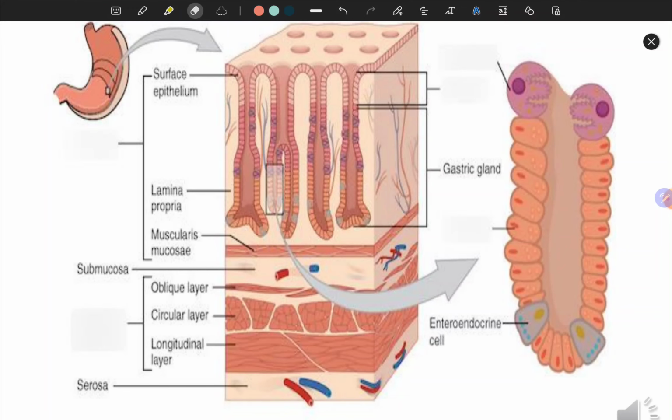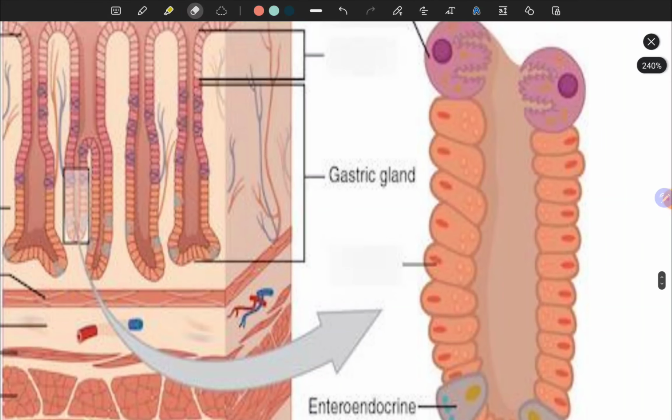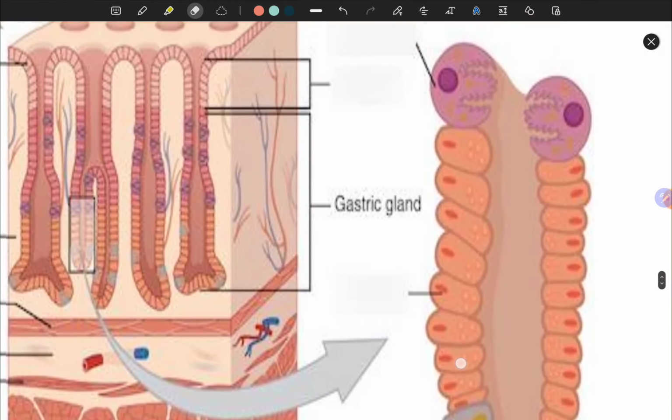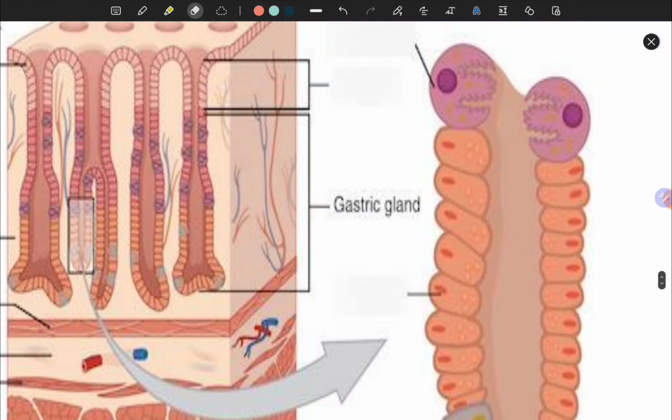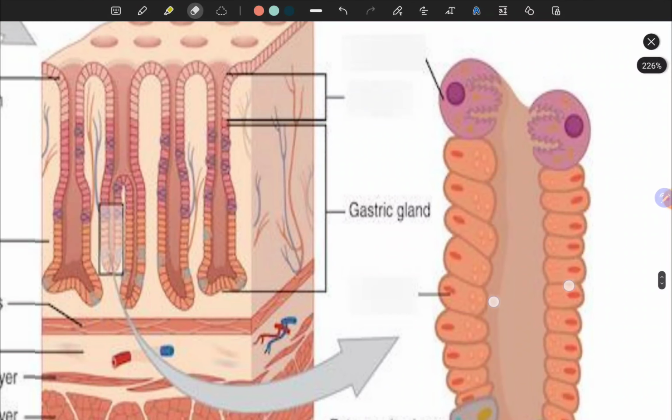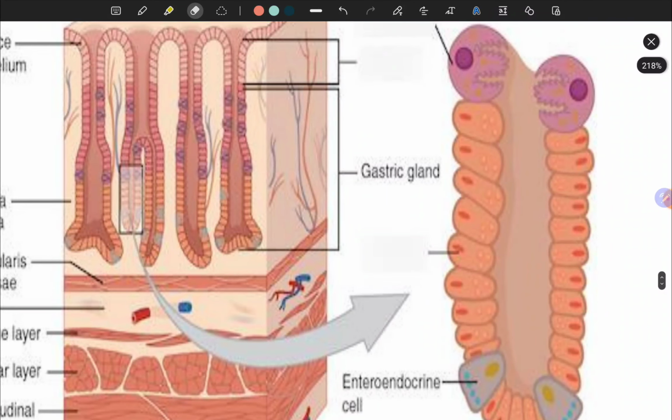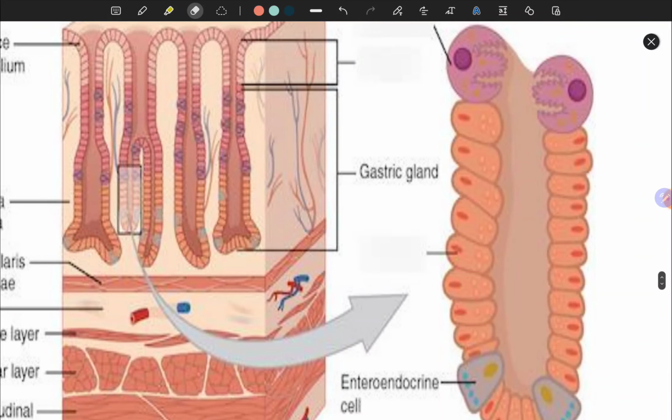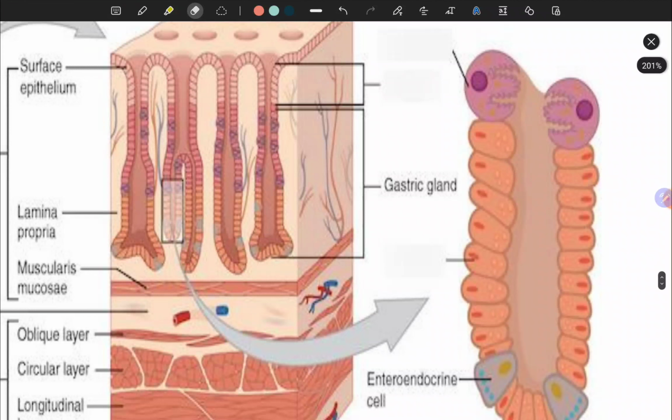Here we will take one gastric gland. Which type of gland? It is simple tubular. Simple, because the duct here does not branch, so it is the simple type.